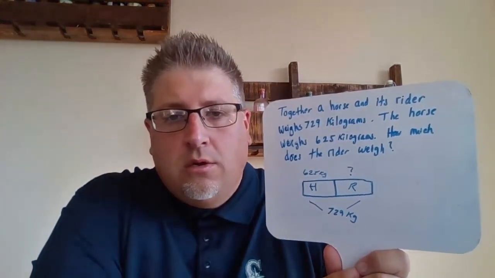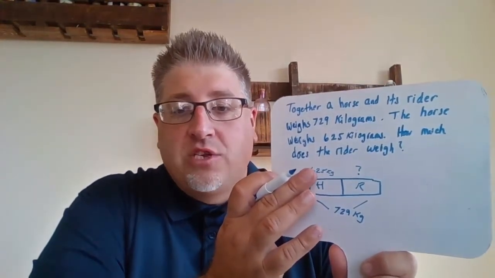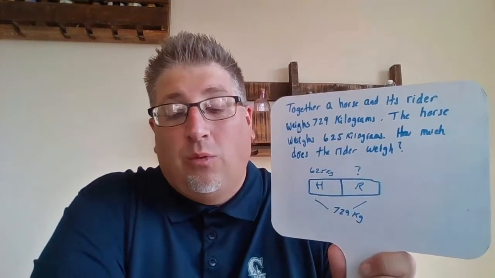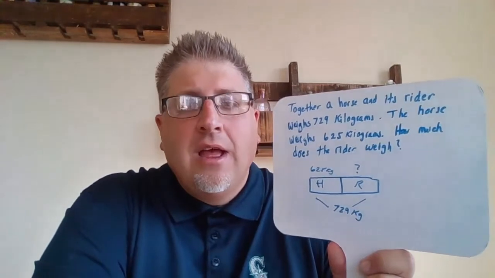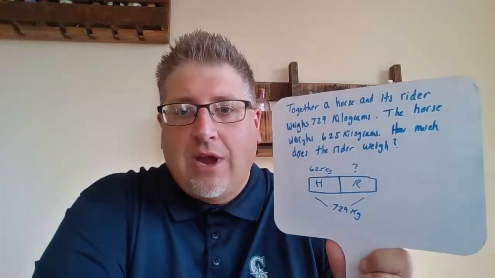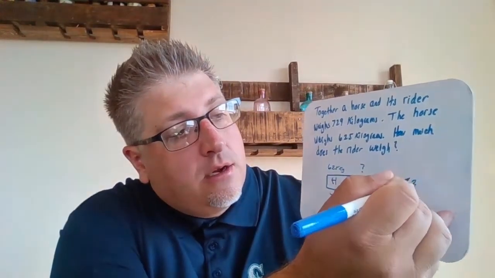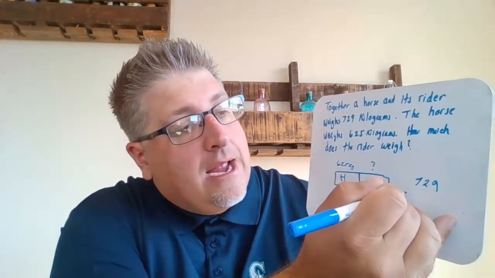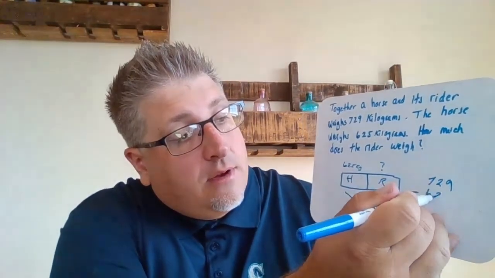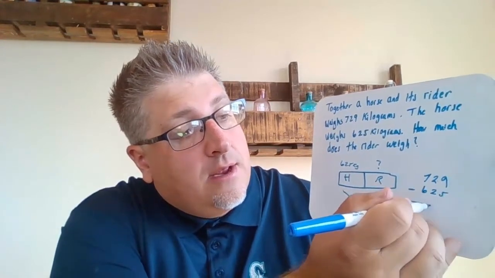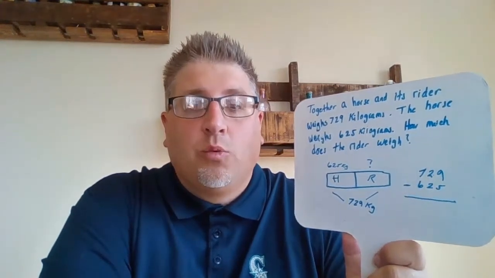So right now, looking at that, we have a total weight. We have one part solved, which is the horse. We have to find out how much the rider weighs. So that's telling me, how much does the rider weigh, I think we're going to subtract here. We're going to subtract the total weight, which is 729. We're going to take away the amount that the horse weighs, which is 625 kilograms. And that answer should give us how much the rider weighs.